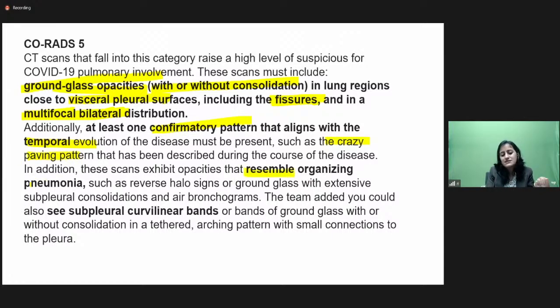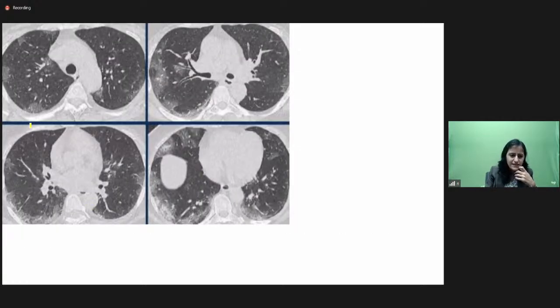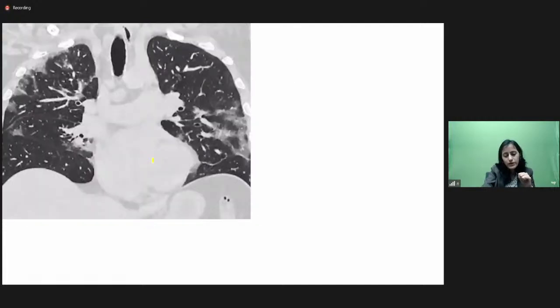They can resemble organizing pneumonia also, like we said, the reverse halo sign. You might see the subpleural curvilinear bands as well. These are your CORADS 5 findings. Classical image here, ground glass, peripheral, ground glass. This is classical COVID findings that we are seeing in the peripheral subpleural location, classical image of a patient of COVID-19. This is the coronal image.